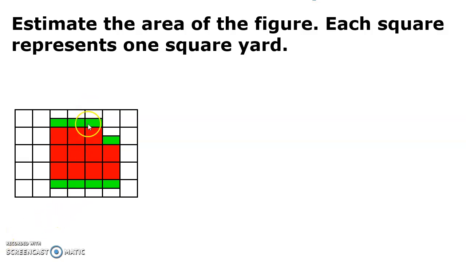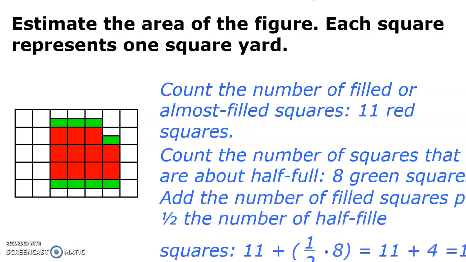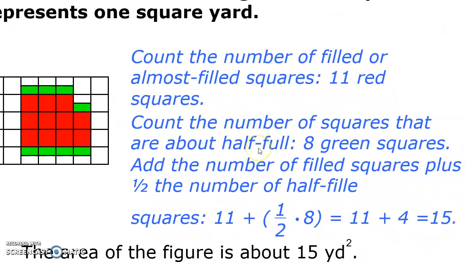This one's a little more cut and dry. Again, if you don't have graph paper, just watch what I'm doing. All these red blocks are full squares. The green ones are half squares. If you count them up, you get 11 red squares and 8 green squares. And therefore you get 11 plus 4, which is 15. So there are about 15 square yards in this diagram.